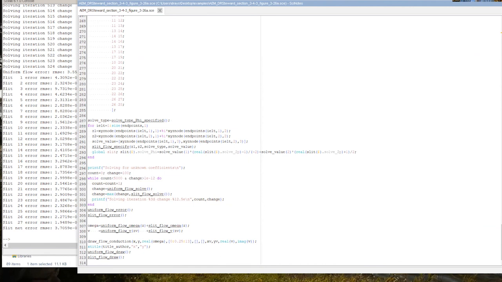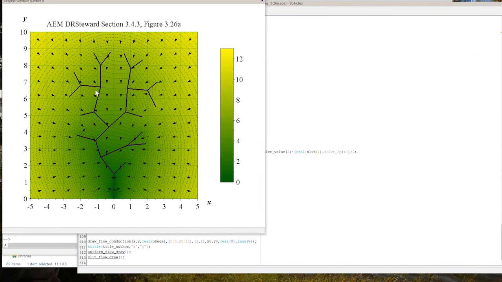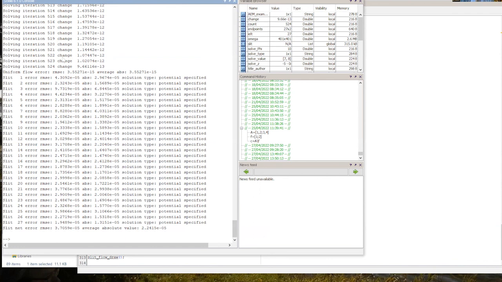This is the result that we get. So here's our stream network with increase in stream, increase in potential along each of the stream reaches. It iterates through all the elements, solve for themselves. It took 524 times of solving everybody for themselves to get a residual error where the change in potential across all control points of all elements had 10 to the minus 12 accuracy. Here's the root mean square error for every element. The root mean square error is 10 to the minus 5 for everything.